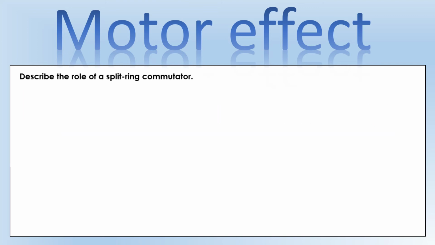So there's a final part that we haven't seen yet on a motor called a split ring commutator, and we're going to explain what the purpose of the commutator is.